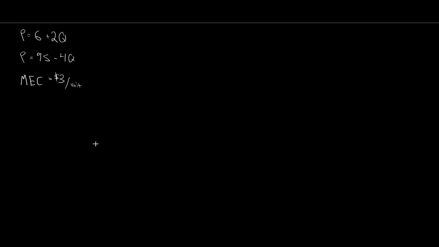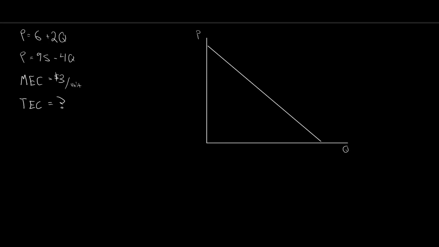Now, what am I actually interested in? I'm interested in what is the total external cost that society faces from this production. So I want to know, what is my total external cost? Okay, well, let's visualize this to start off. We have our price, we have our quantity, downward sloping, I have my demand, so my demand curve there, 95 minus 4Q. So there's 95, this is my demand, or to think about it in this way here, my marginal social benefit, which is also my marginal private benefit.